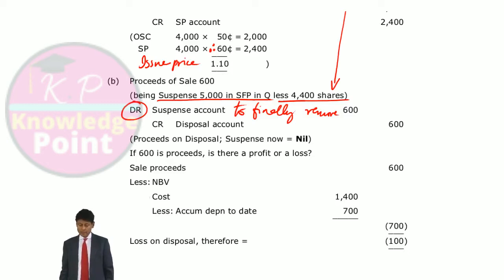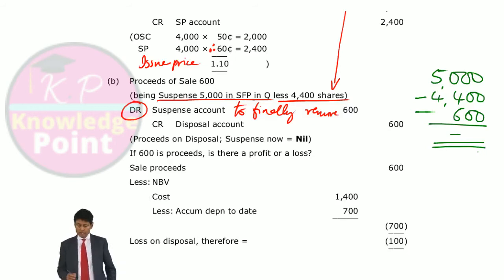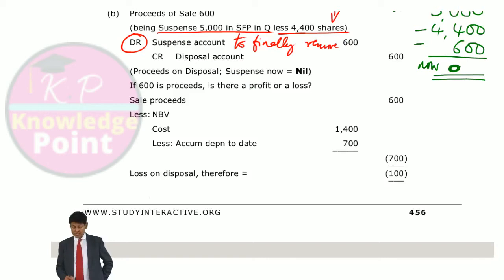Proceeds on disposal, suspense now is nil, of course. Remember, the suspense started life on 5,000. We got rid of 4,400 and we got rid of 600. And so the suspense actually equals zero. So you debit your suspense to get rid of it and you credit the disposal account. That's the proceeds on disposal according to part B of the question, 6B. And if 600 is the proceeds, is there a profit or a loss? If the sale proceeds is 600 and the net book value is 700, the loss on disposal therefore must be 100.